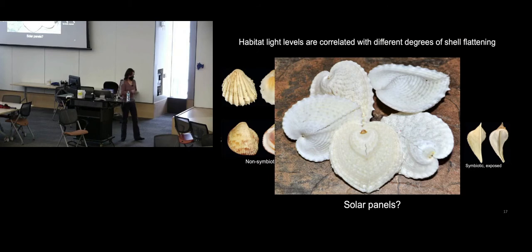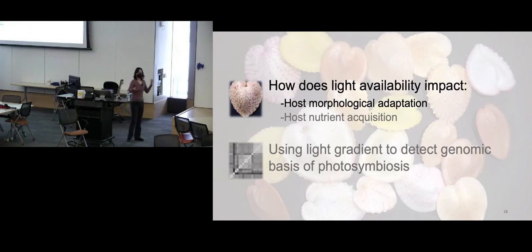Right, so from just the preliminary quantitative analysis and looking at these shells, we can infer that this habitat-level difference is correlated with different degrees of shell flattening. It might have an impact on how the shell adapts to this interesting lifestyle, right? So that begs the next question. If these different clams are living in these light gradients, some getting lots of sunlight and some not, do they rely on their photosymbionts to the same degree, right? Because the photosymbionts have to perform photosynthesis and give sugar to them. If they're not getting a lot of light, do they actually help the host?